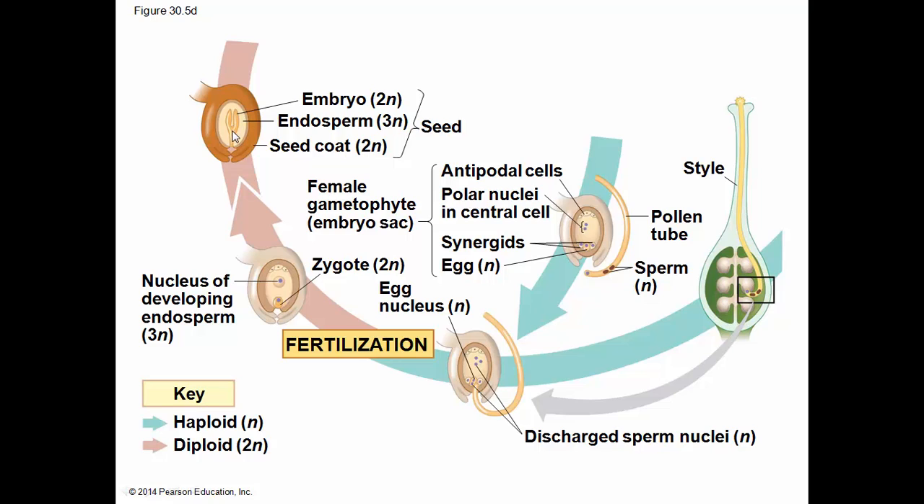This one is a dicot. It has 2 cotyledons here, and so this is basically the seed. The outer integument becomes the seed coat.